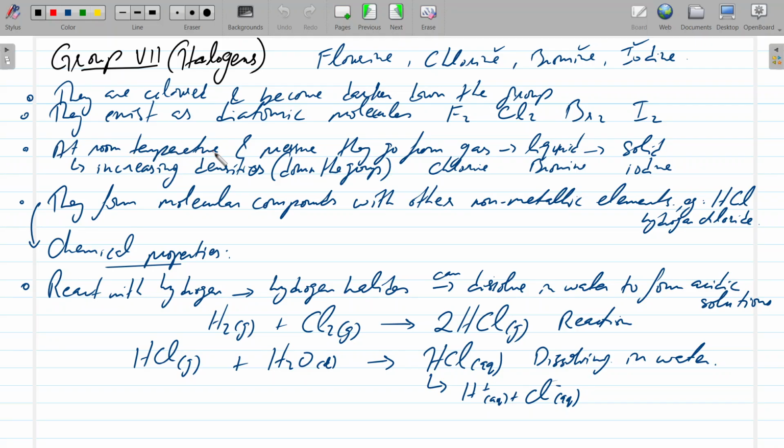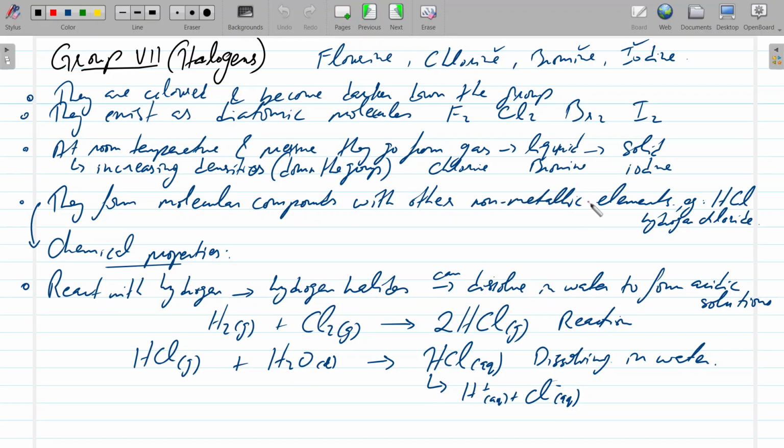At room temperature and pressure, they go from gas to liquid to solid, right? So you've got gases, liquids, and then a solid. Right, so chlorine is a gas, bromine is a liquid, iodine is a solid. And that is because the densities of these elements are increasing down the group. That is the reason behind it.